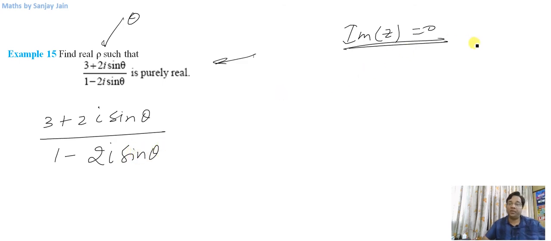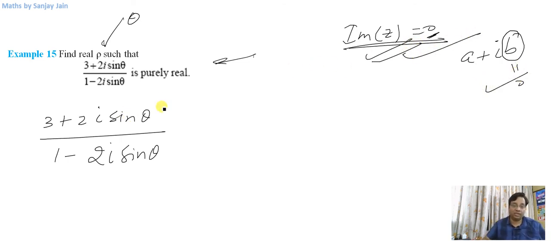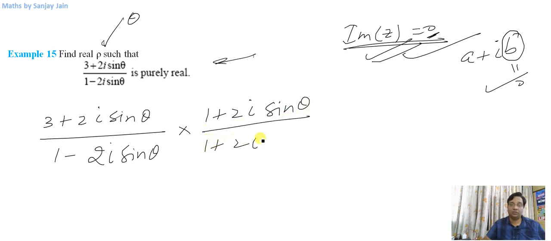Let us first, my plan is to bring it into a plus iota b form first. Now the imaginary part is equal to 0, so I'll put the imaginary part equal to 0 and then find the value of theta. So this is what I am going to do. First of all, I'll bring it into a plus iota b form. For that, I'll multiply and divide it with 1 plus 2 iota sine theta.